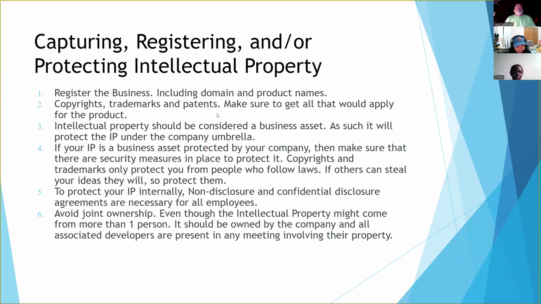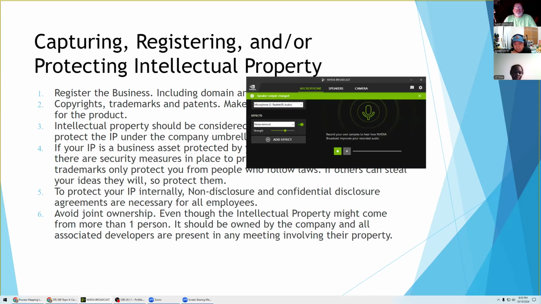Thank you, Jonathan. So, capturing, registering, and protecting intellectual property. We will register the business, including the domain and product names. Then we will, in this case, use the patents and the trademarks. We'll make sure that all would apply, whatever needs to apply for the specific product is what we would use. Intellectual property should be considered a business asset, and as such, we will protect the IP under the company umbrella.